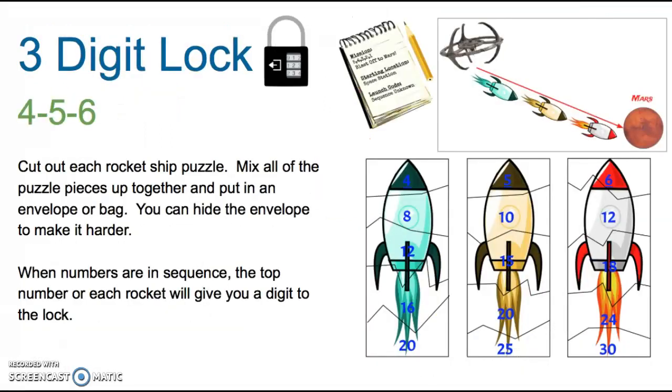For the 3-digit lock, the code is set to 456. You'll cut out each rocket ship puzzle, mix up all of the puzzle pieces together. You can put in an envelope or a bag and place next to the picture that shows the rocket ships in color order along with the travelogue. Or if you would like to make it more challenging, you may take all the puzzle pieces that are in an envelope and put it somewhere in the room so they will have to find it. When the students put the puzzles together in sequence, they'll notice that the number at the top of each rocket ship, as well as the color order, will give them the code 456.